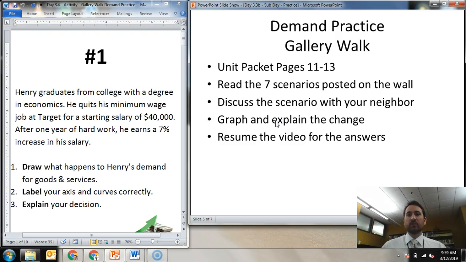And so for the next activity, we're going to do a demand practice gallery walk. In the unit packet on pages 11 to 13, you have several blank graphs. You're going to take those graphs, you're going to read a scenario, and you're going to discuss that scenario and identify what is happening, and then you're going to graph and explain that change in the packet on pages 11 to 13. And so you can pause the video, take a look at those exercises, practice them, work together and see if you can figure them out, and then resume the video and I will go over each of the answers. Good luck.